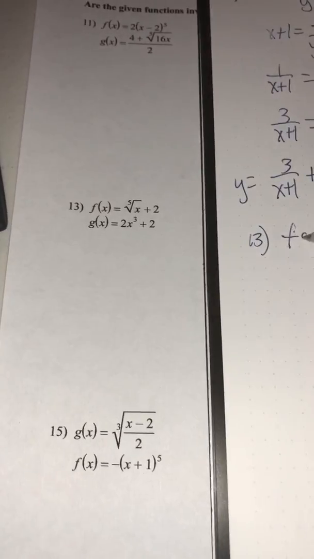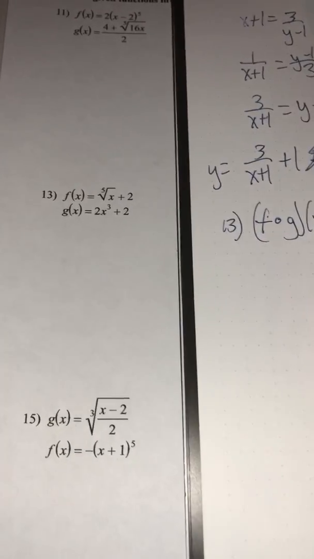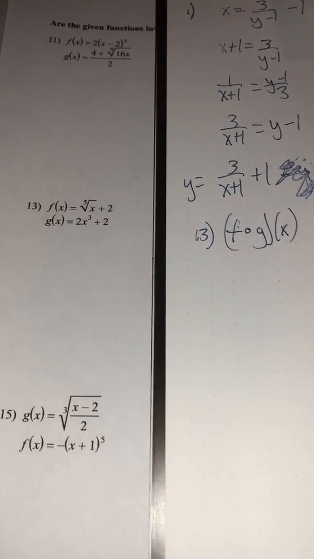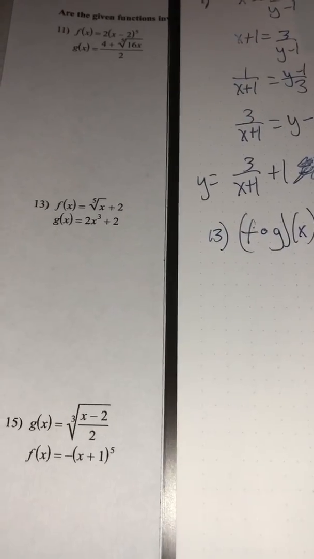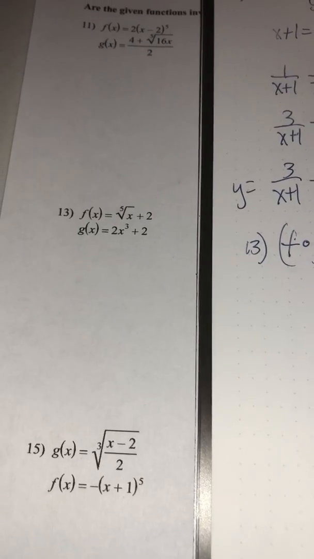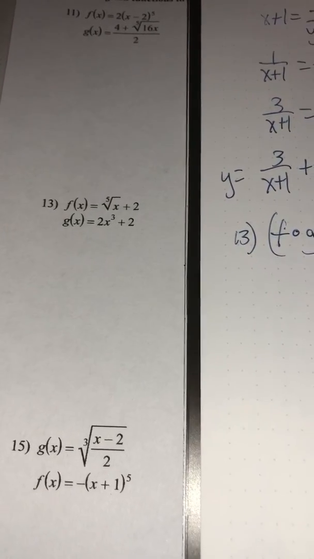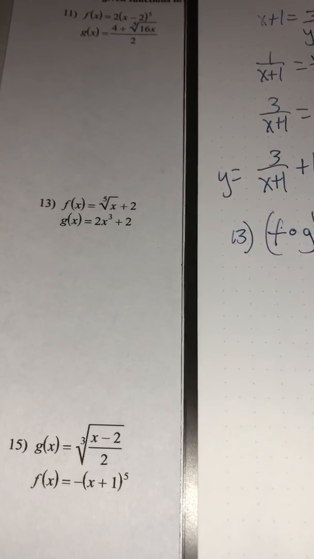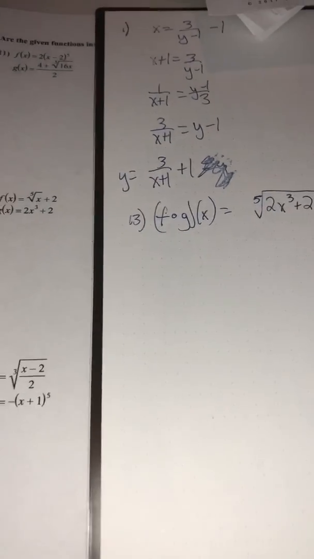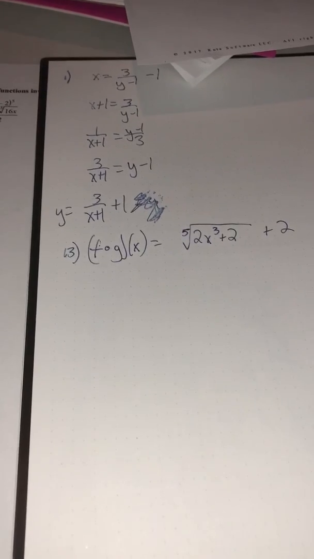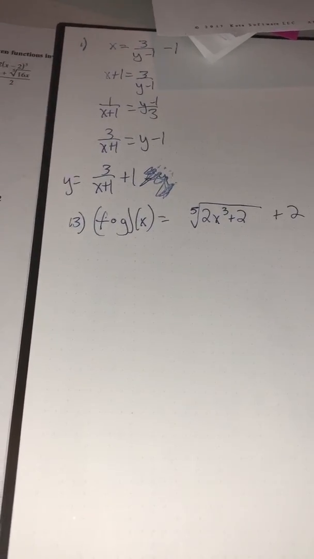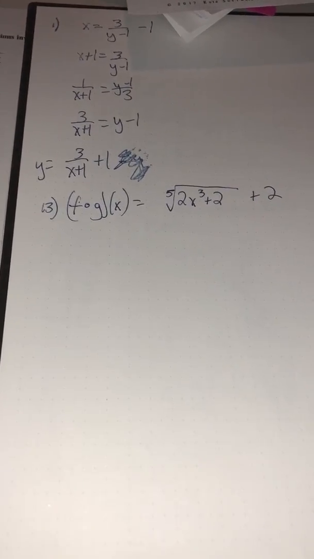So I'm going to do f of g of x. So let's take the g and put it into the f. So that would be the 5th root of 2x to the 3rd plus 2, plus 2. Okay, let's see if I get an x out of that. I can already tell you that I'm not going to. So I don't really need to go any further.